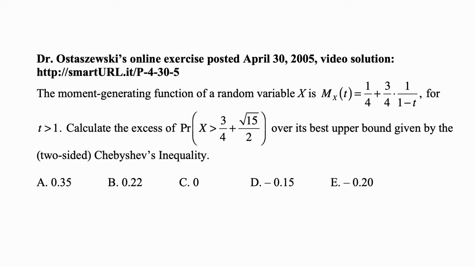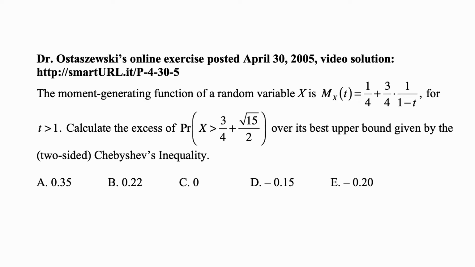Here's the problem for today. The moment-generating function of a random variable X is M sub X of t equal to 1/4 plus 3/4 times 1/(1 minus t) for t less than 1. Calculate the excess of probability that X is greater than 3/4 plus square root of 15/2 over its best upper bound given by the two-sided Chebyshev's inequality.